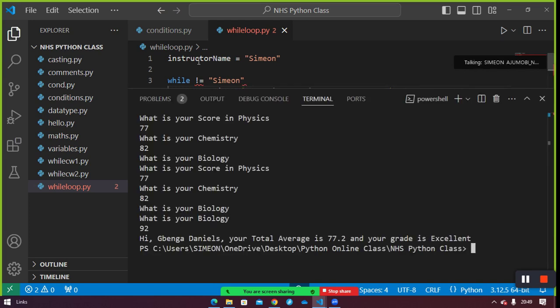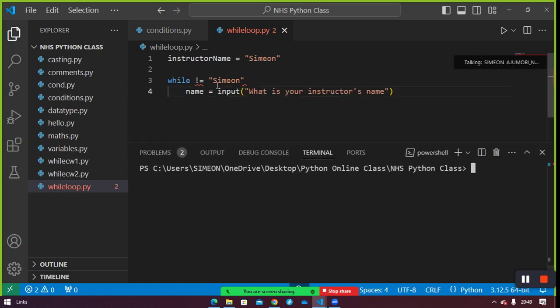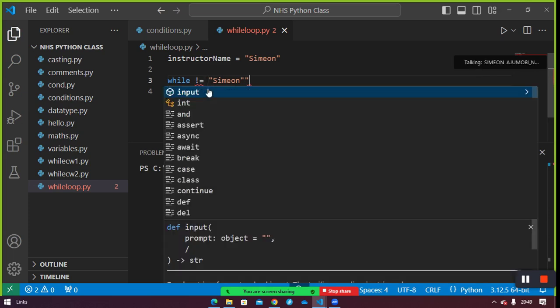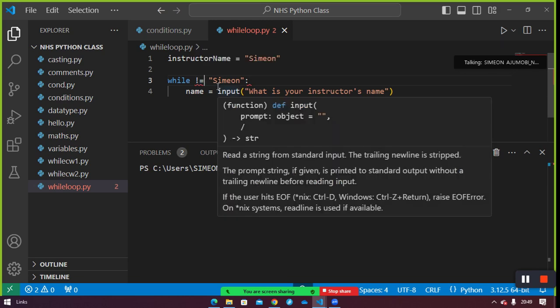Let me test this program before I explain it. That's the reason why I'm testing first. Okay, this is called a while loop, right? Okay, we are having an issue here. Yeah, there's something I missed here. Colon here. Not equals to.